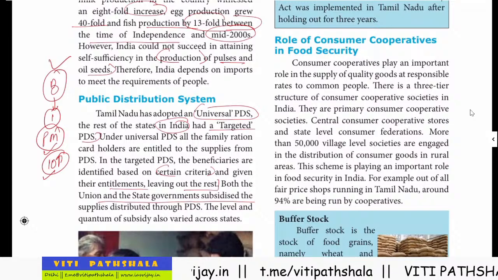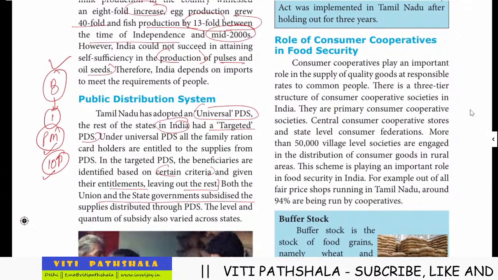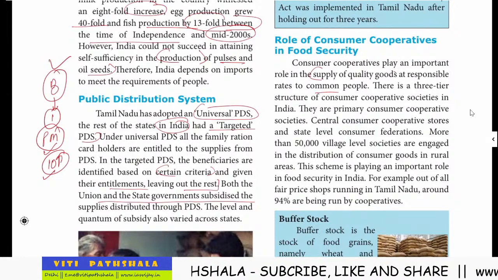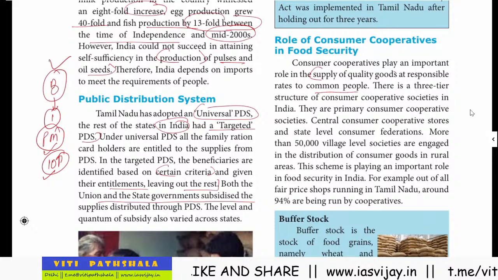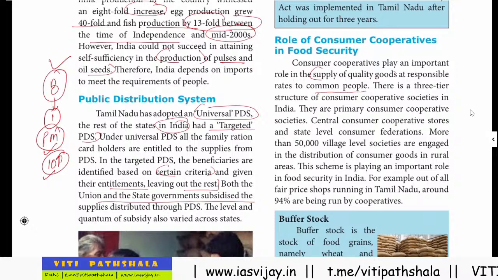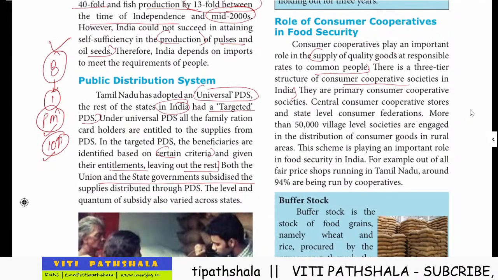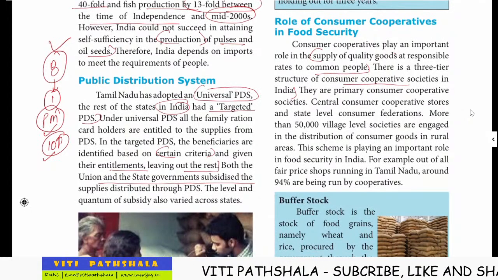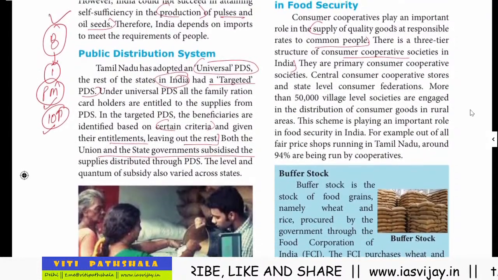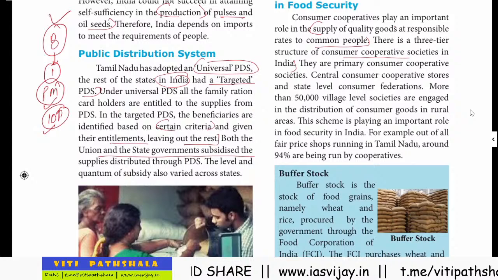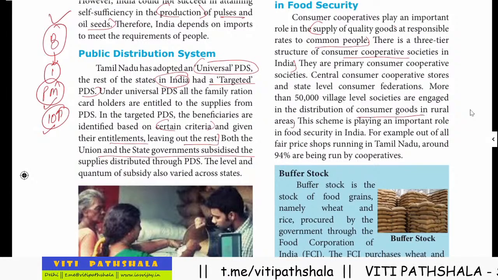The consumer cooperatives play an important role in the supply of quality goods at a reasonable rate to the common people. Now, there is a 3-tier structure of the consumer cooperative societies in India. They are primary consumer cooperative societies, central consumer cooperative stores, and the state level consumer federation. More than 50,000 village level societies are engaged in the distribution of consumer goods in the rural areas.